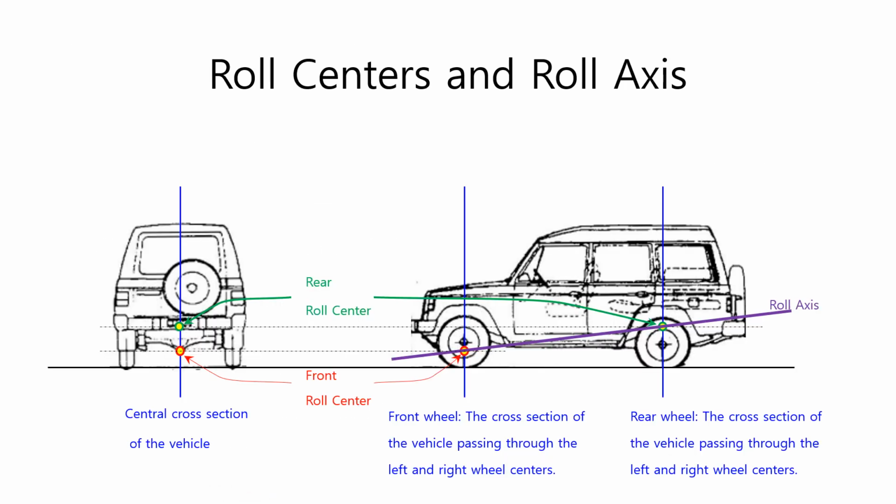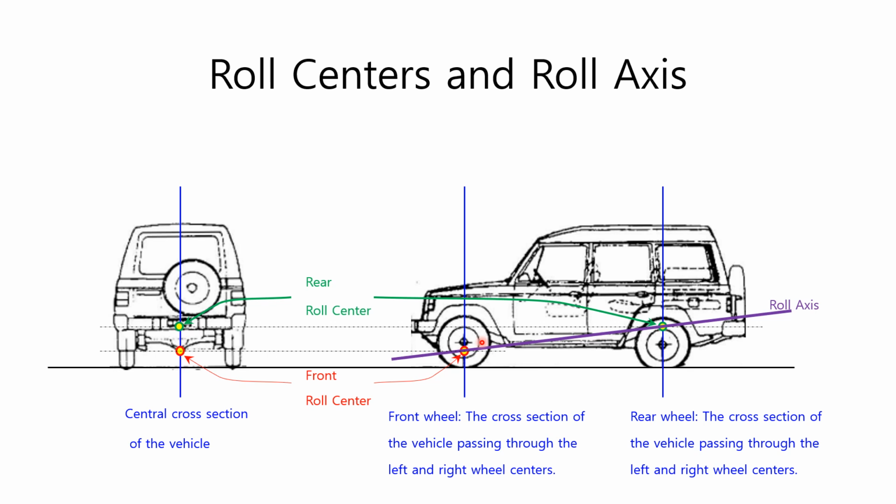Let's learn about roll centers and roll axis. Roll centers can be found at the front and rear wheels, respectively. First, for the front wheels, it can be found on the cross-section of the vehicle that passes through the centers of the left and right wheels. Similarly, for the rear wheels, it can be found on the cross-section of the vehicle that passes through the centers of the left and right wheels.